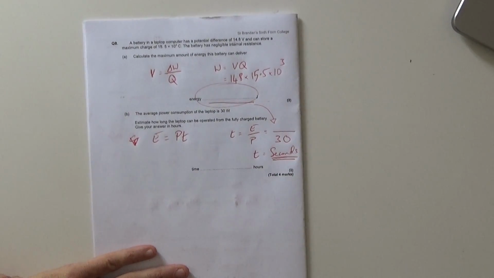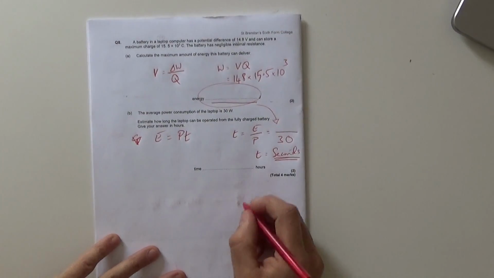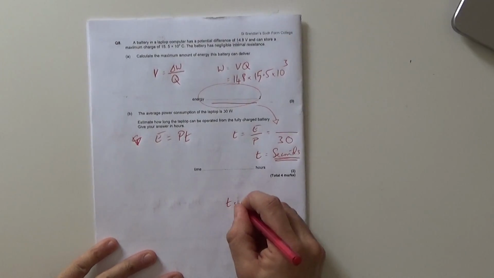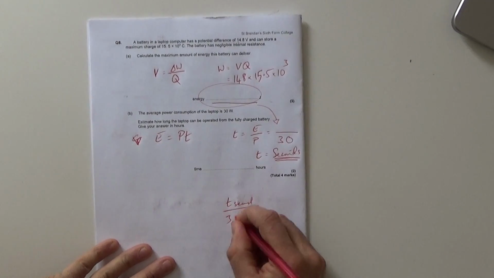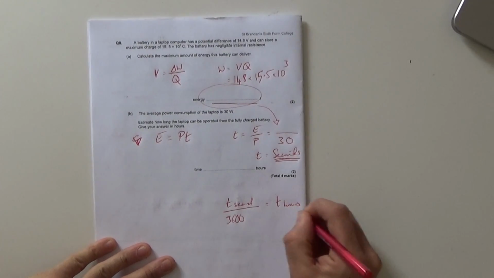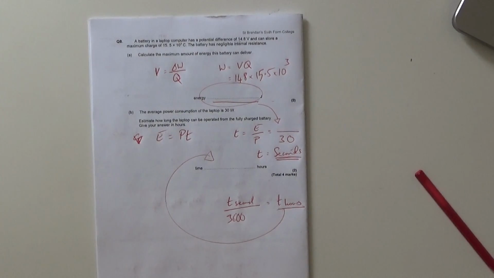That's why it's a 2-mark question. That gives you the time in seconds, and then you've got to convert it into hours, and I think you know what to do there. You'll take that time in seconds, divide it by 3,600, and that'll give you the time in hours, and that's what you're going to put in there. Okie dokie, that is the paper done.